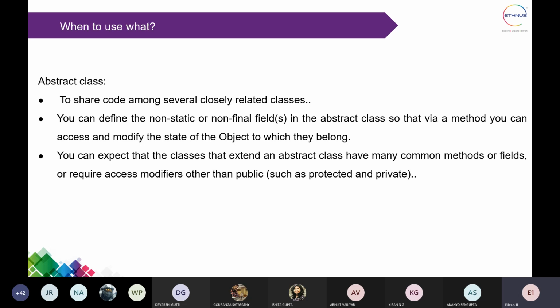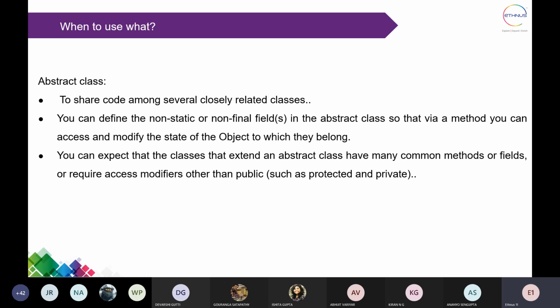So the first thing is when you have to share code, in the form of inheritance. In that scenario, you can use an abstract class, because we know an abstract class can have non-abstract methods, which can be inherited by other classes. So when you have to share code or use the inheritance property, you can use an abstract class.